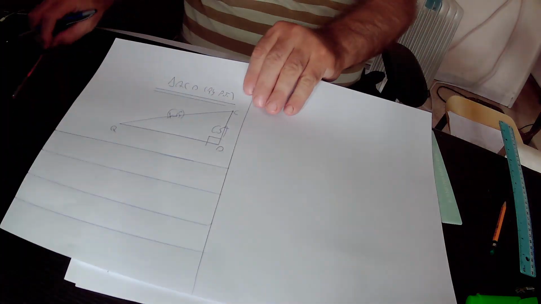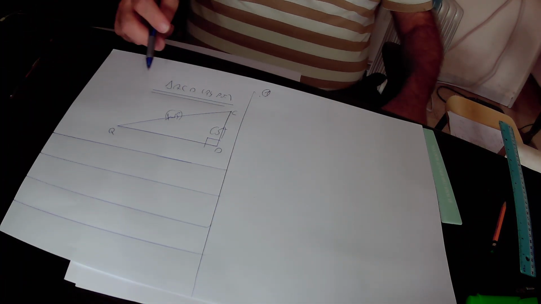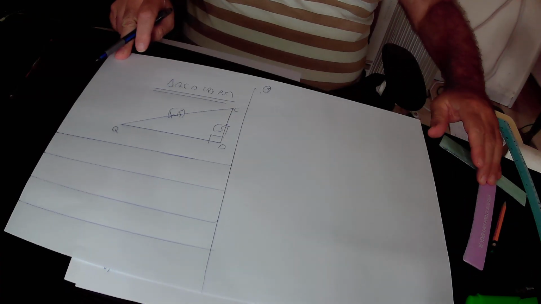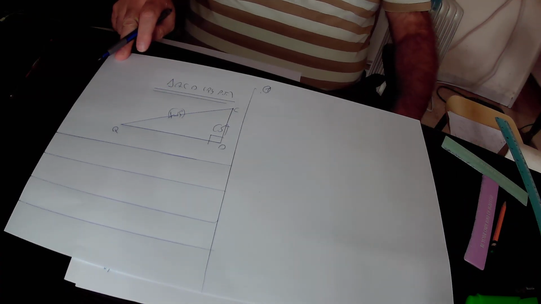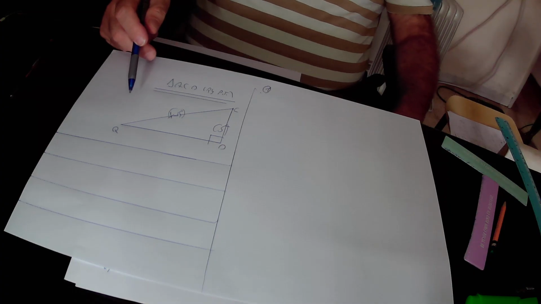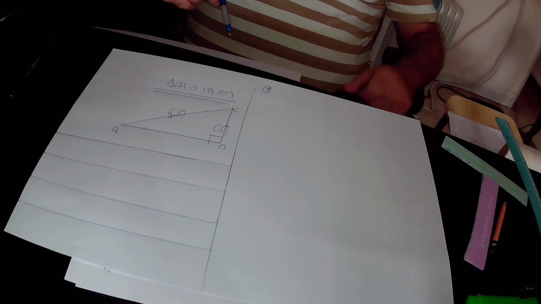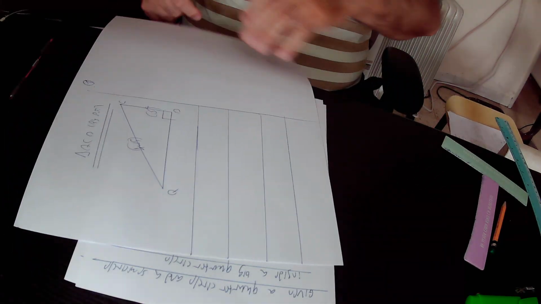Actually, this is the right triangle COQ that is coming from the original diagram. In this right triangle COQ, according to the Pythagoras theorem, CQ squared, that is the square of the hypotenuse, equals CO squared plus OQ squared. So I'll write it down. This will be equation 1.